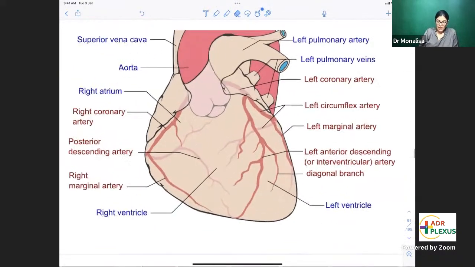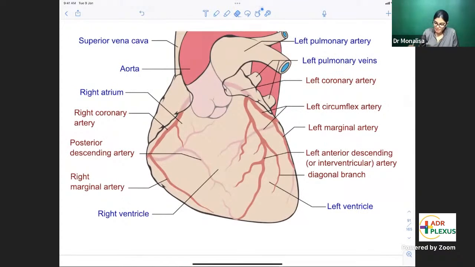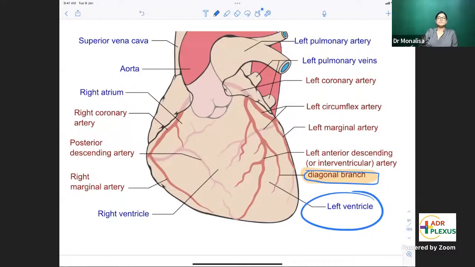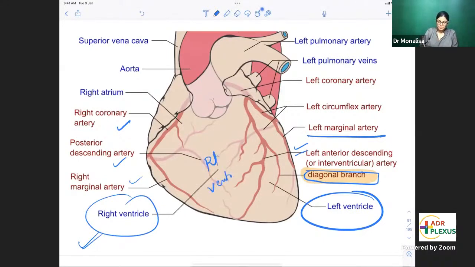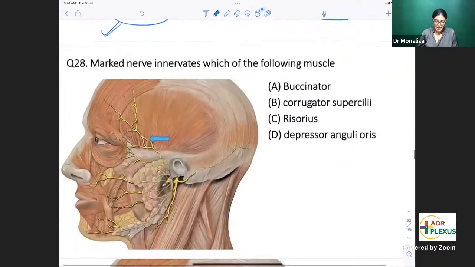You can appreciate here the diagonal artery. If you see the diagonal artery, it is only giving blood supply to the left ventricle. It is not contributing any blood supply to the right ventricle. Other than that, the right coronary artery with the posterior descending, the marginal, and the anterior interventricular artery or LAD are giving blood supply to the right ventricle. So only the diagonal artery is the right answer. Let's move on to the next, question number 28.